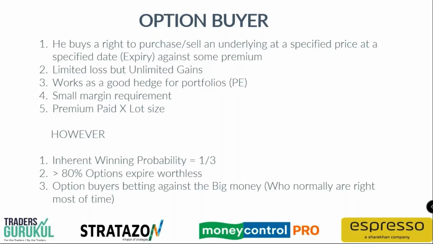Suppose you have a portfolio of 20 lakhs. You can buy a put in turbulent times, so that your portfolio is hedged. The benefit of this is that the premium and margin requirement are very small. And how is it calculated? The premium you are paying multiplied by lot size.